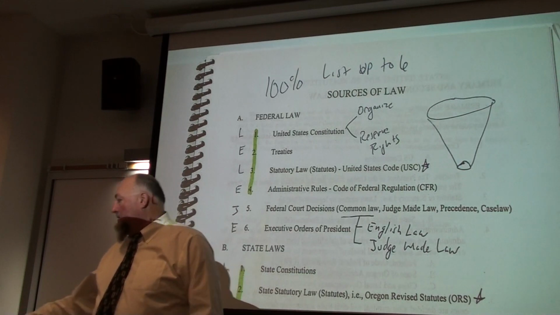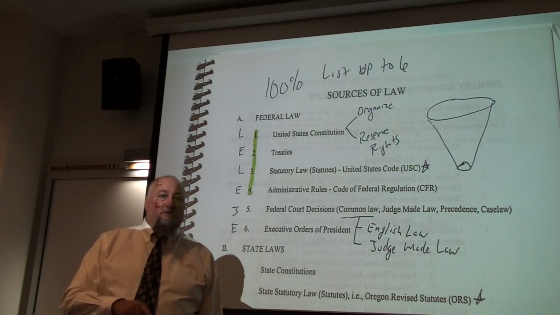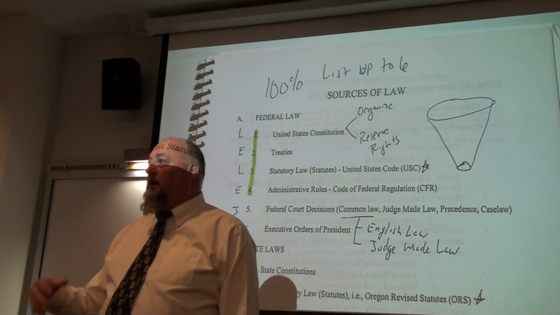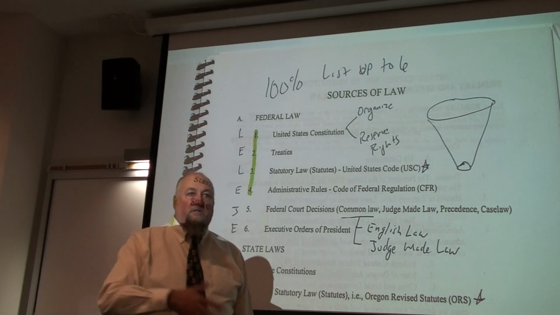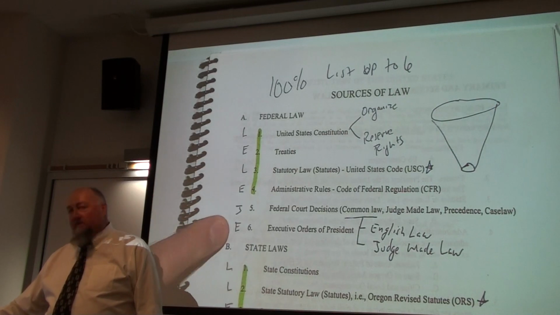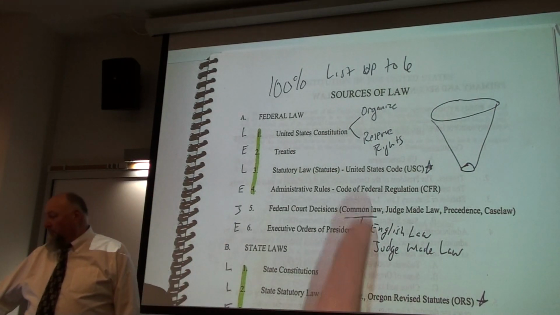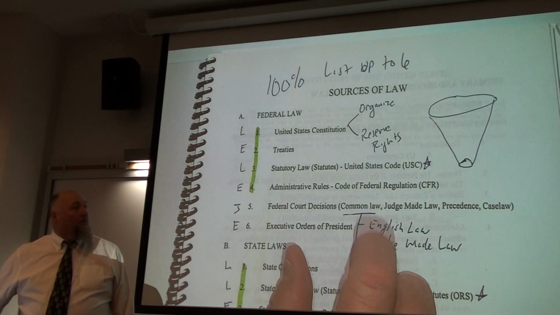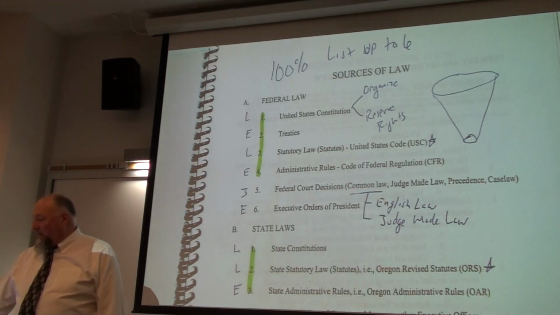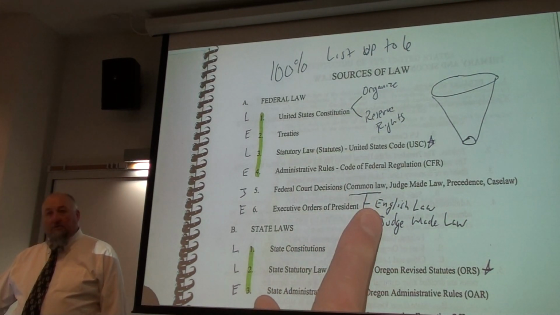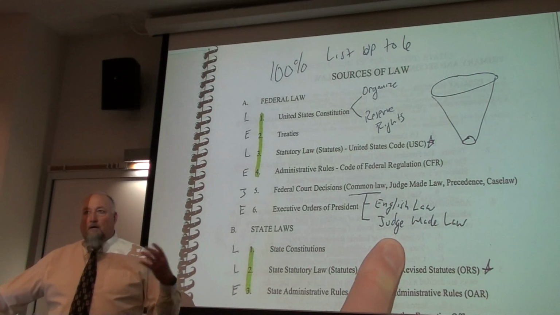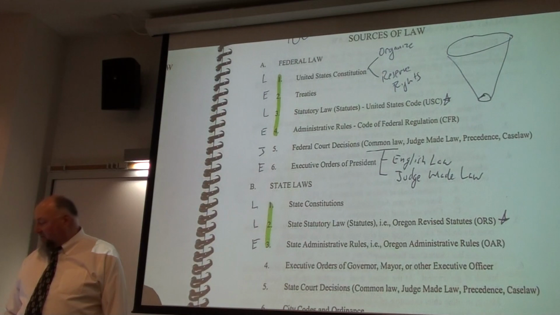I also want you to know which branch of government creates each source of law. So legislative branch, executive branch, judicial branch for judge-made law or common law, treaties by the executive branch. So that's why I have the L, the E, and the J over here. I want you to know the purposes of the Constitution, to organize government and to define and reserve rights of the people and the states. I want you to know that common law refers to both English law and nowadays precedents, case law, judge-made law, which we talked about in class.